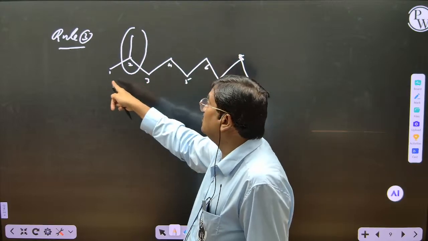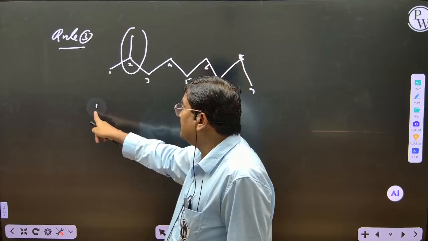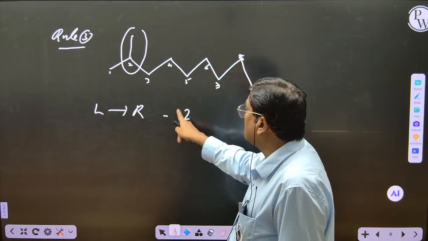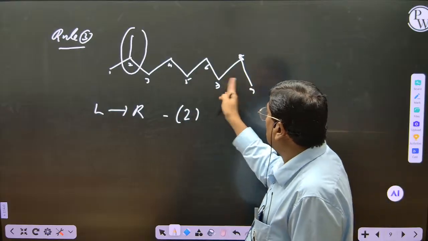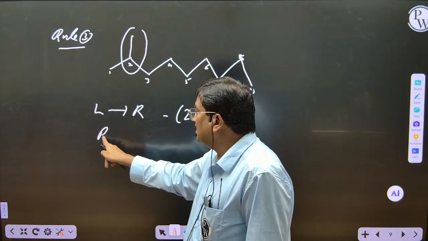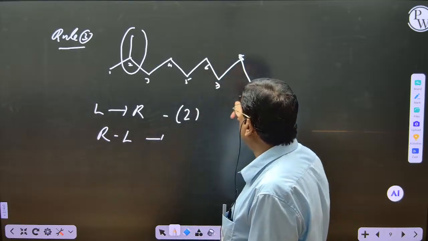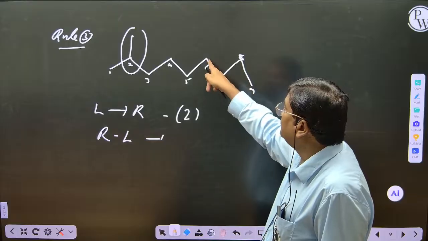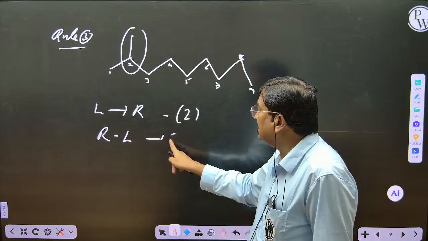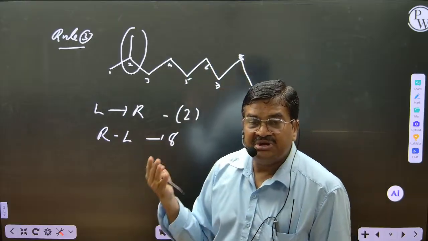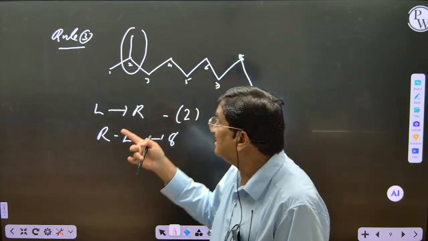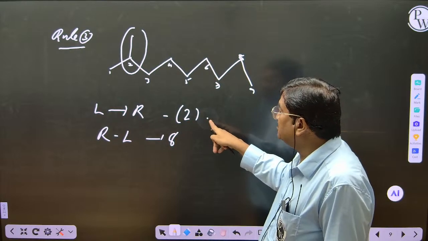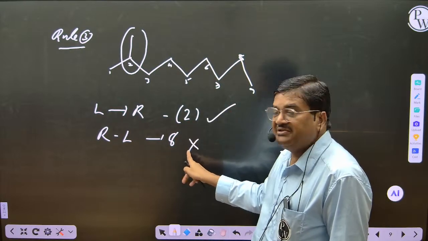Now tell me, if I go from left to right, what is the first locant I am getting? 2. Correct, number 2 I am getting. But if I go from right to left, if I give numbering from here, what number am I getting for the first locant? 1, 2, 3, 4, 5, 6, 7, 8, I am getting. So the lowest number for the first locant is more preferred. So which is correct? Left to right is correct, whereas right to left is wrong.